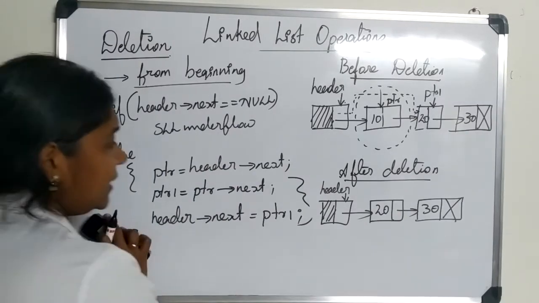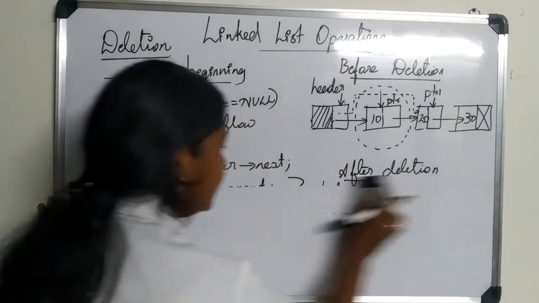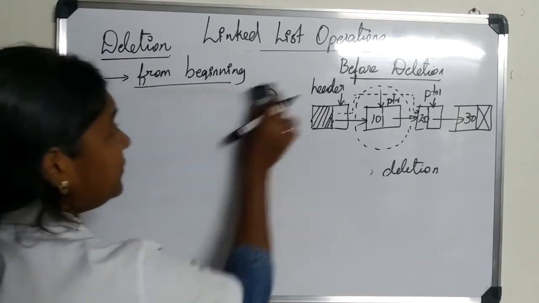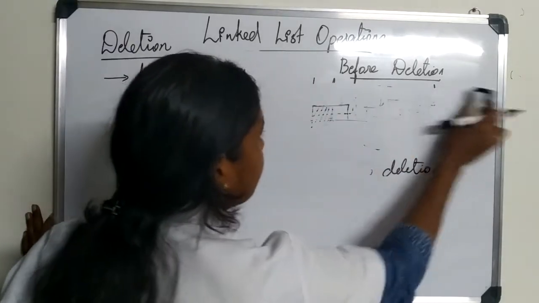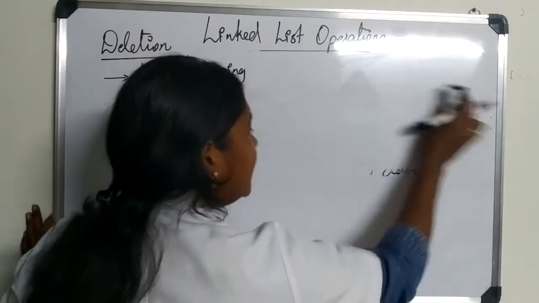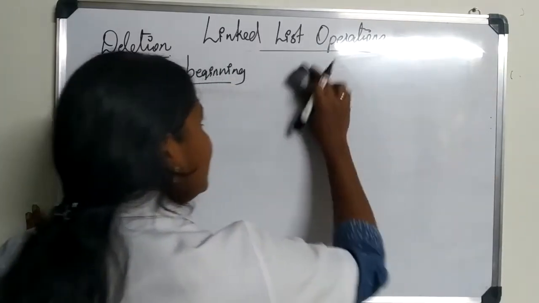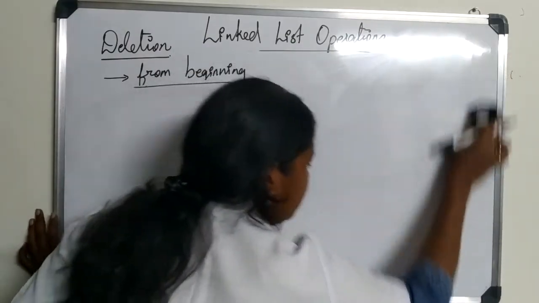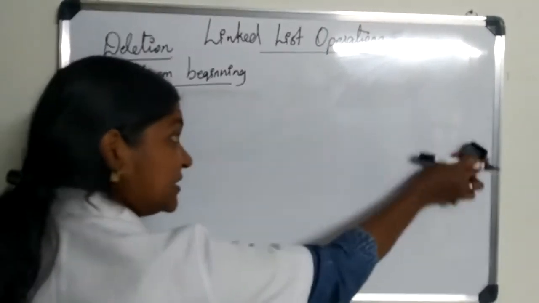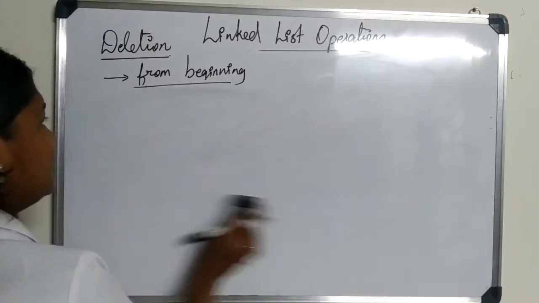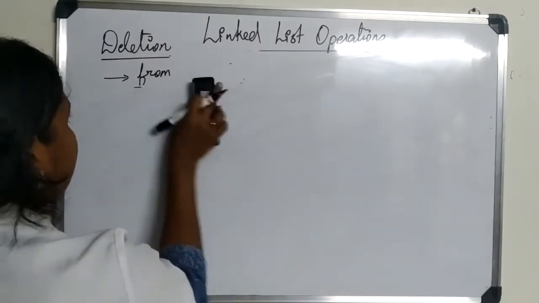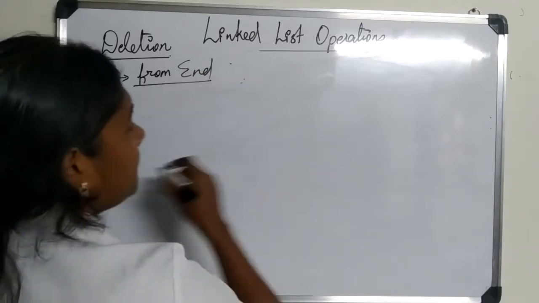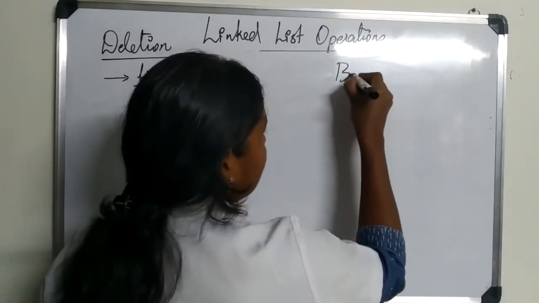Okay, then next we will consider delete from end. So we will draw a fresh diagram for the next case also. Modifying the existing diagram is somewhat tedious than drawing a new one. So from end, next case, from end.